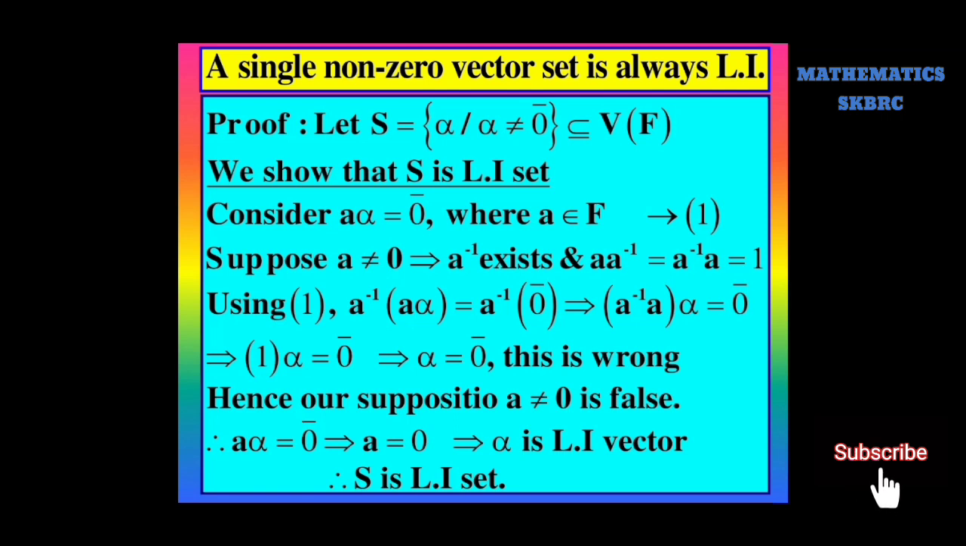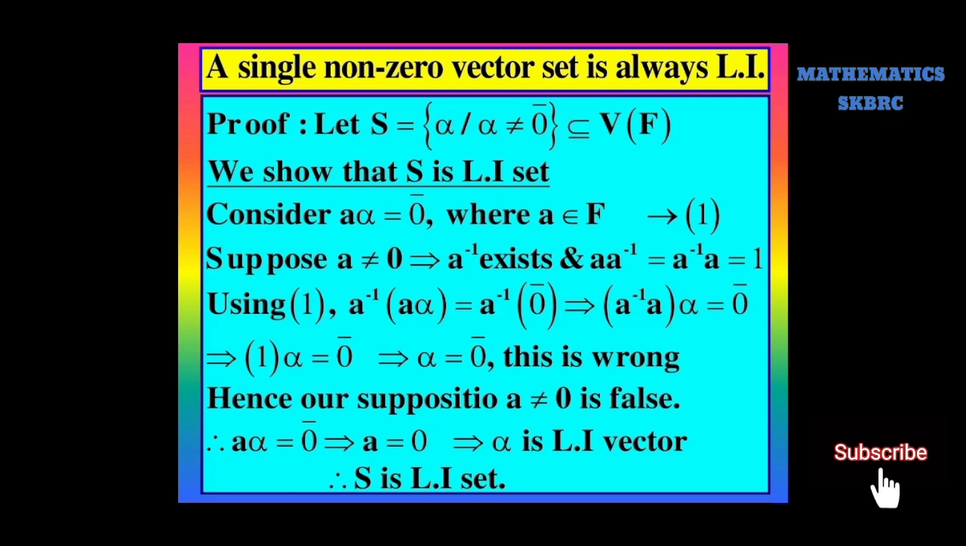Suppose a not equal to 0. Since a is a non-zero element in the field F, and every non-zero element in the field has a multiplicative inverse, that gives a inverse exists and a inverse times a equal to 1. Multiplying both sides of equation 1 by a inverse, we get a inverse into a alpha equal to a inverse into 0 bar, that gives (a inverse a) into alpha equal to 0 bar. Here a inverse is a scalar, 0 bar is a vector. By using scalar multiplication, a inverse into 0 bar equal to 0 bar. That gives 1 into alpha equal to 0 bar. That gives alpha equal to 0 bar.